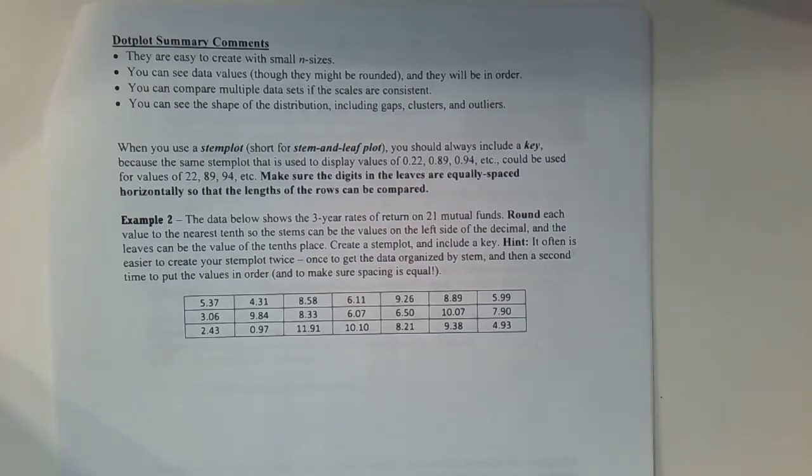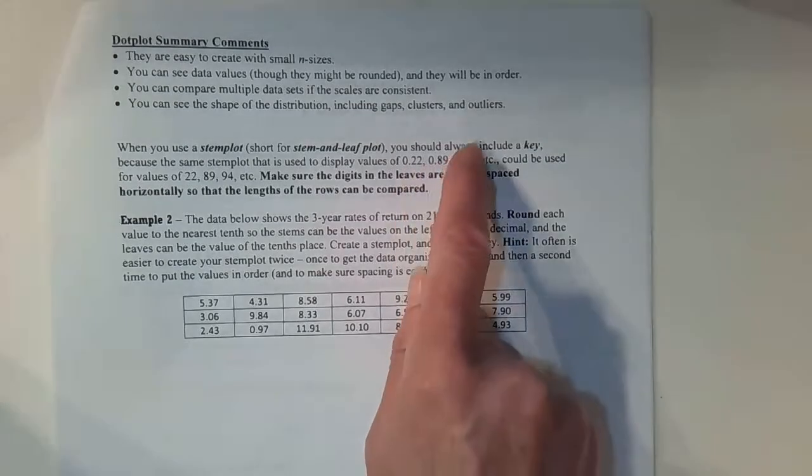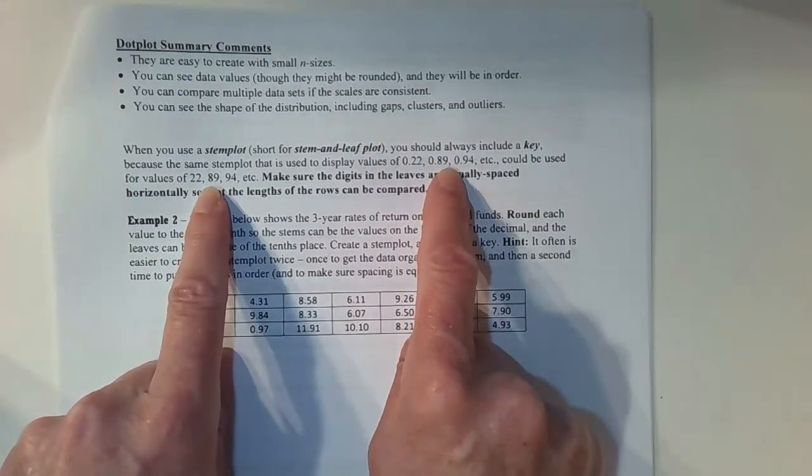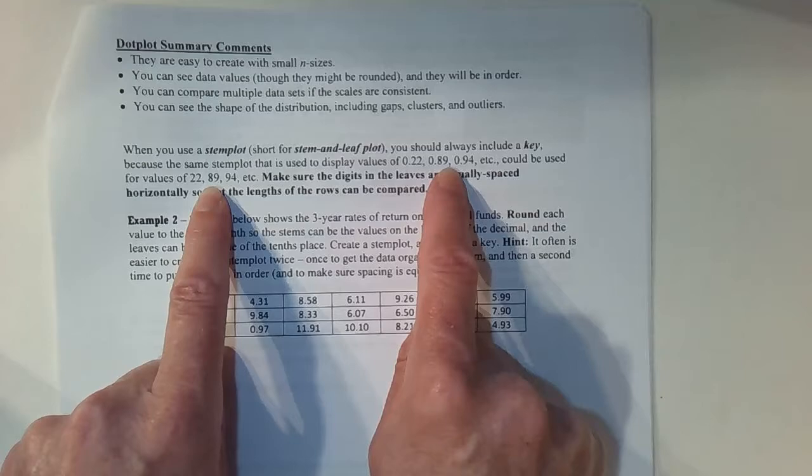So the next type of graph I want to talk about is something called a stem and leaf plot, which we generally just call a stem plot. When you make a stem plot, you should always include a key, because the same stem plot you use for this data set as an example could be used for this data set, and I'll show you that after we look at our first example.